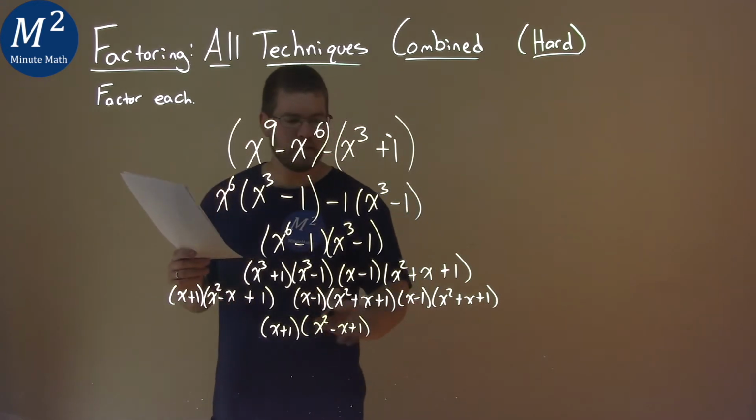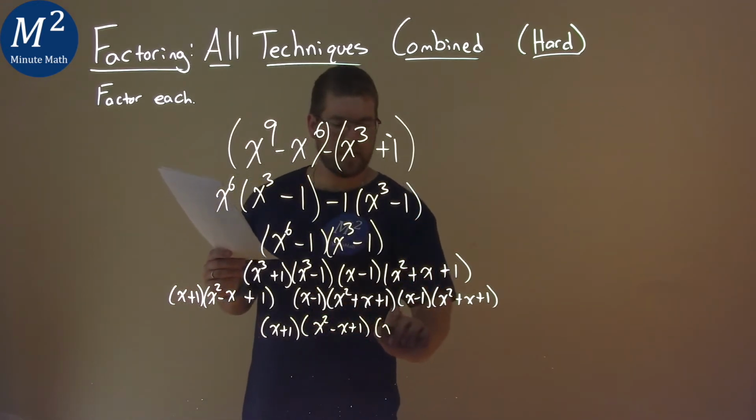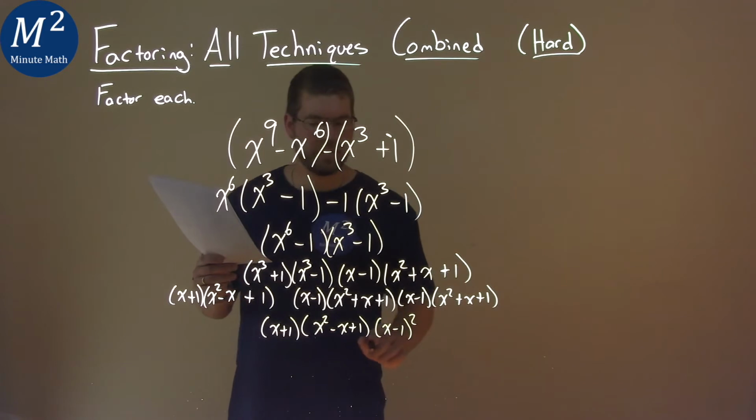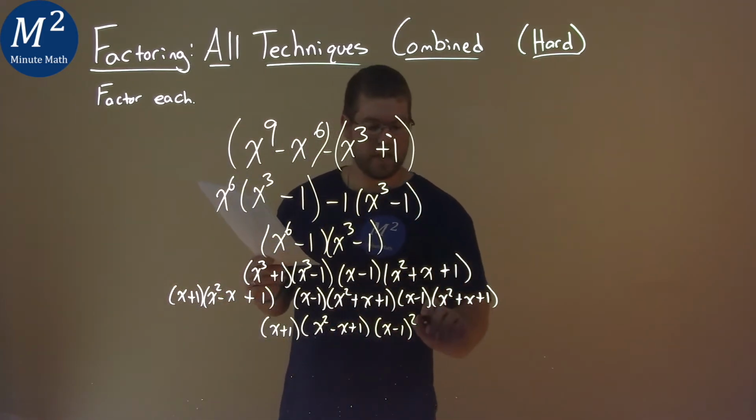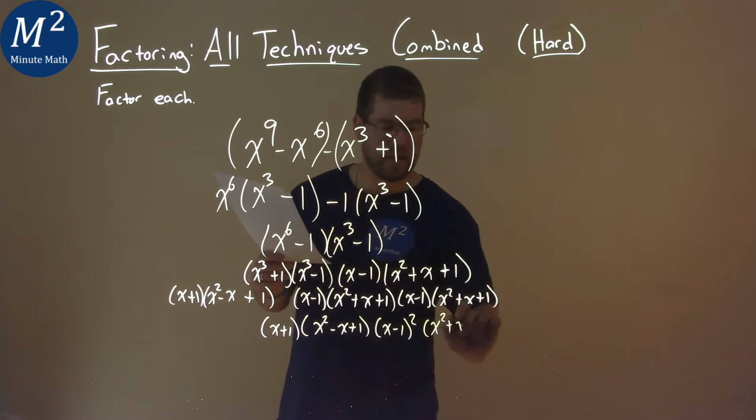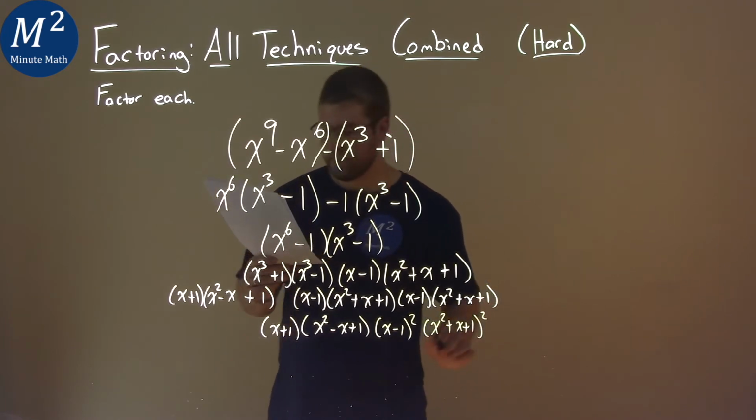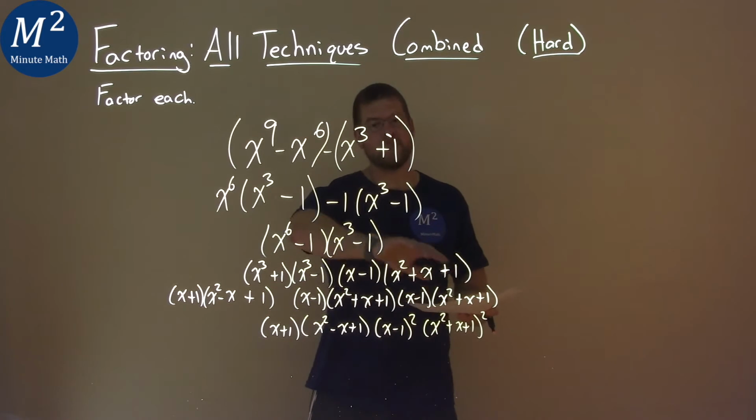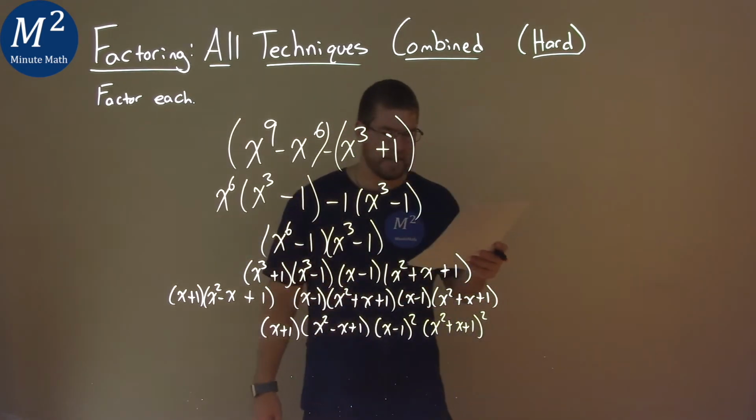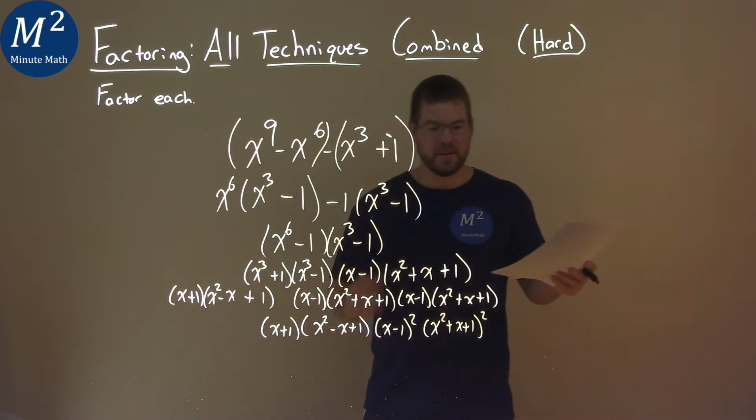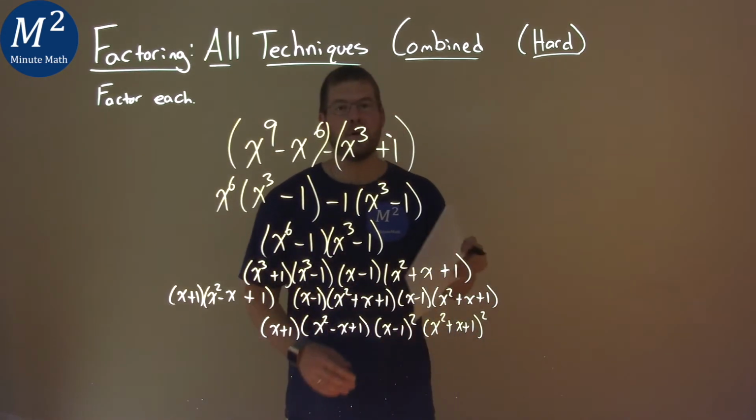But then the x minus 1 is written twice, so we can see that as an x minus 1 squared. Same thing with the x squared plus x plus 1, it is written twice. Again, x squared plus x plus 1 squared. And so our final answer after all of this is x plus 1 times x squared minus x plus 1 times x minus 1 all squared times x squared plus x plus 1 all squared.